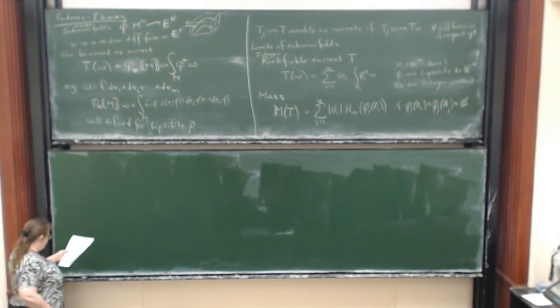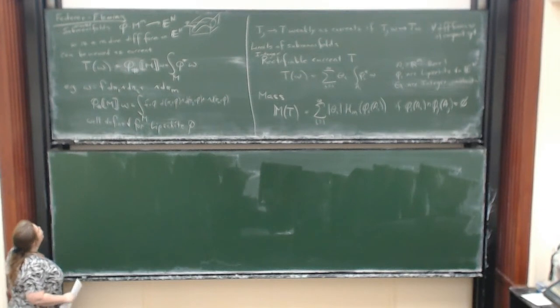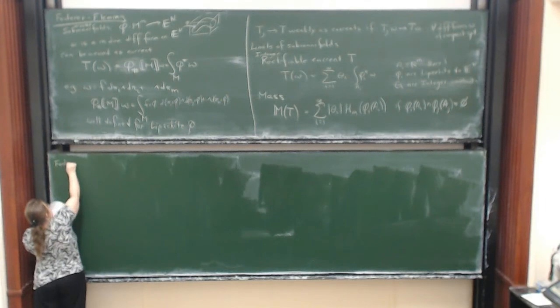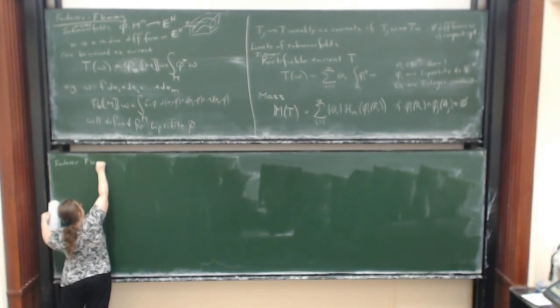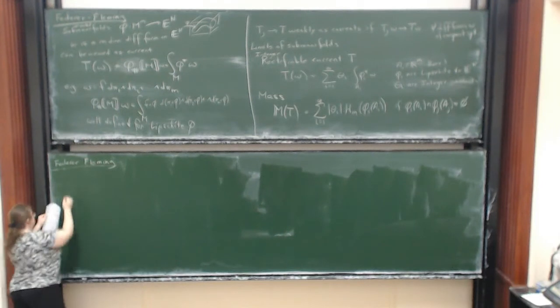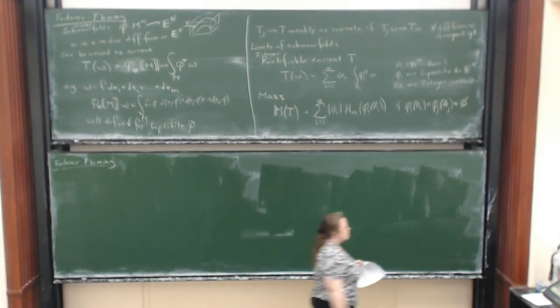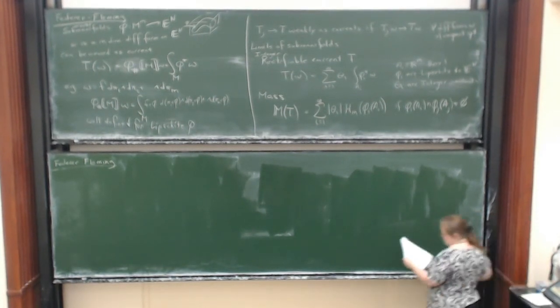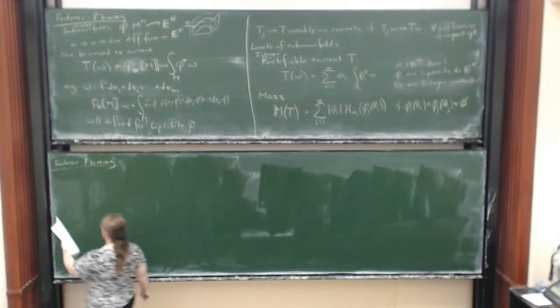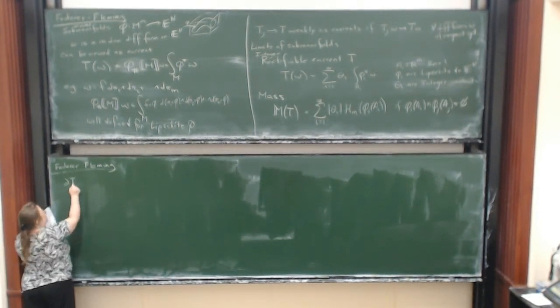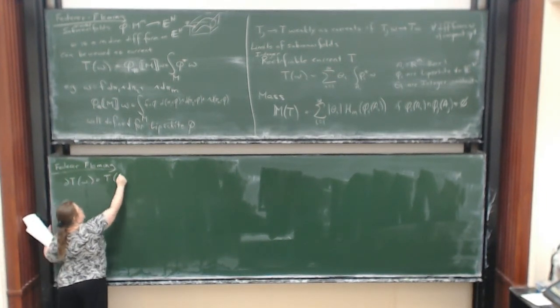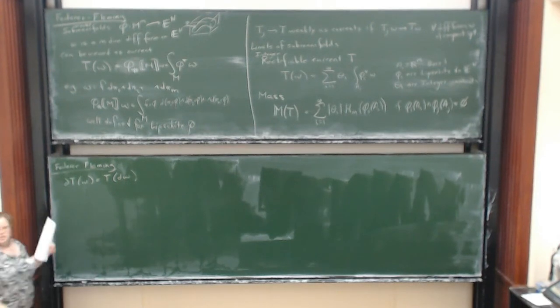All right, so in this setting here, we'll continue with Federer-Fleming. In this setting, you can define the boundary of a current. So the boundary of a current is equal to T d omega. So that's very natural. If it's a submanifold, that clearly comes out to be the boundary of the manifold.